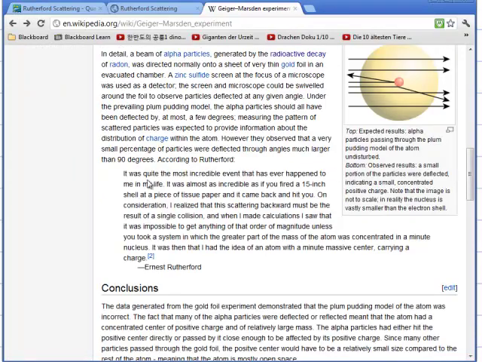And there's a quote from Ernest Rutherford, and he said, "It is quite the most incredible event that has ever happened to me in my life. It was almost as incredible as if you fired a 15-inch shell at a piece of tissue paper and it came back and hit you." Of course, this was early 20th century, pre-World War I, so they used 15-inch shells for artillery. Just to quote it again, he said that it's as if you shoot a cannonball at a piece of tissue paper, and instead of going through, the cannonball is coming right back at you.